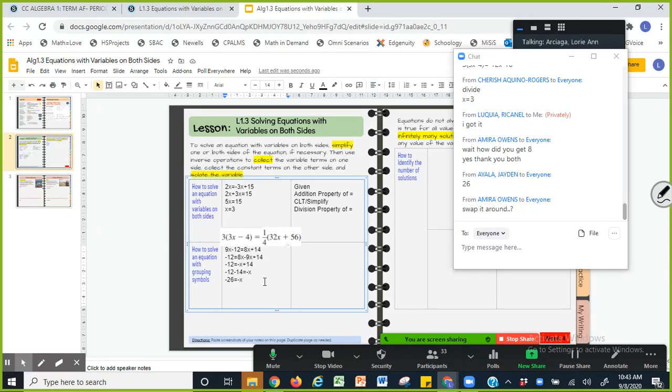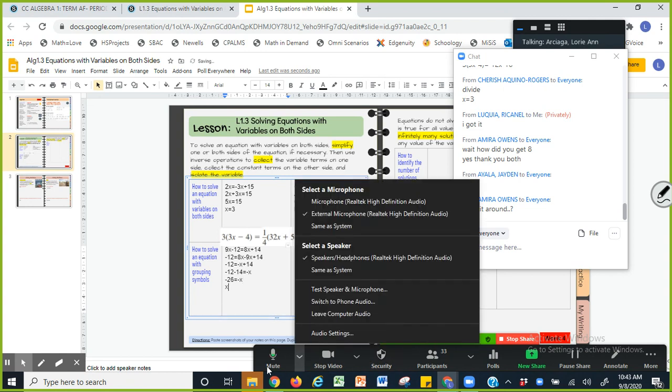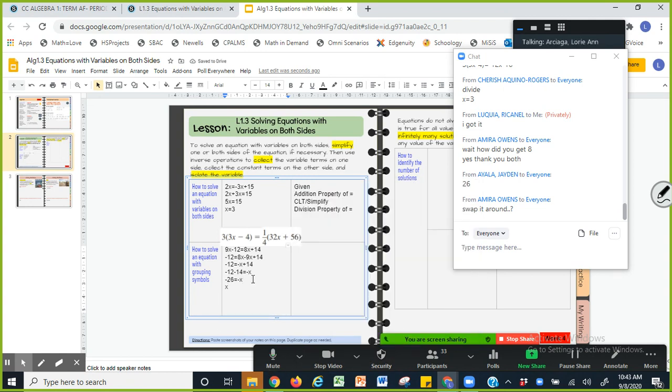Negative 1x. Swap it around. Cool. Okay, so when you move the x, which is negative, to the other side, Amira, you're right, it will become positive. And when you move the negative 26 to the other side, it will become positive. So it's equal to 26. That's great. So always write down your answers in standard form. And by standard form, let me put an asterisk on that. So standard form means the variable is on the left hand side. So variable on the left.